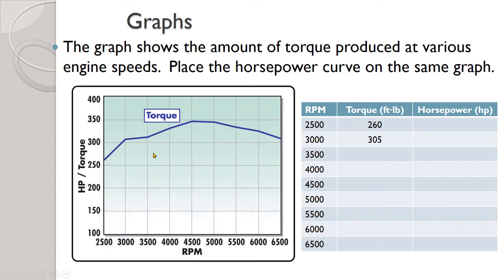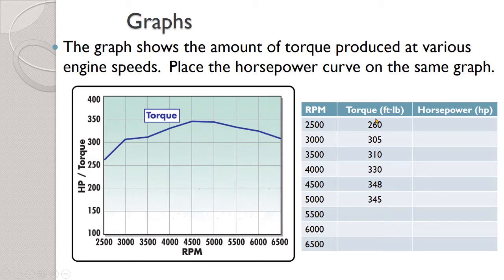At 3,500 RPM, it's a little bit higher than that. There we're up to 310. 4,000 is getting closer to 350. It looks like that's around 330. 4,500 is just under 350 foot-pounds of torque, about 348. And then at 5,000 RPMs, it starts to drop a little bit. At 5,000 RPMs, it looks like we have about 345 foot-pounds. Now, those aren't exact values, but pretty close based on how we're reading the chart.